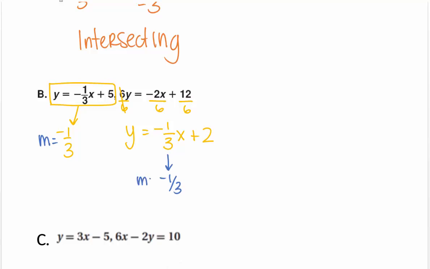So now I can see that my slope is negative 1/3. So the slopes are the same. That gives me 2 options. They can either be parallel or they can be the same exact line. So then we turn our attention to the y-intercepts. 5 and 2. Now because those are different, these lines have to be parallel.